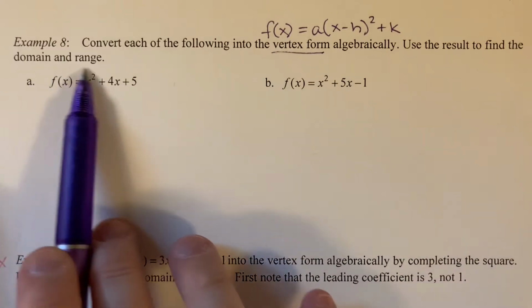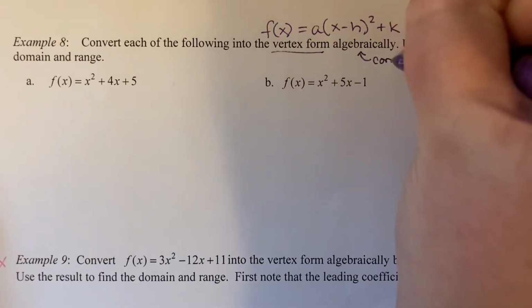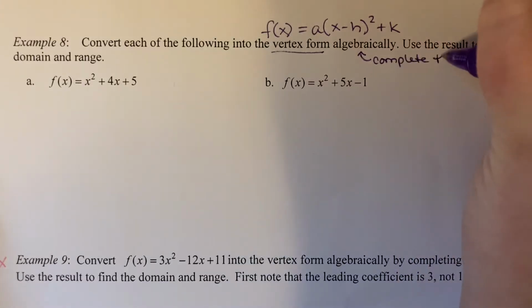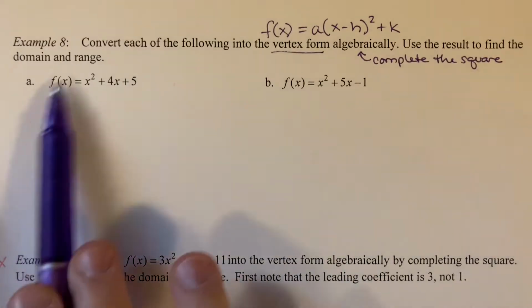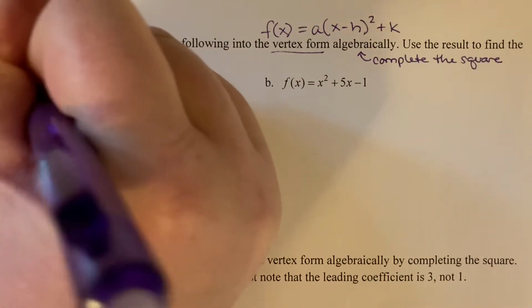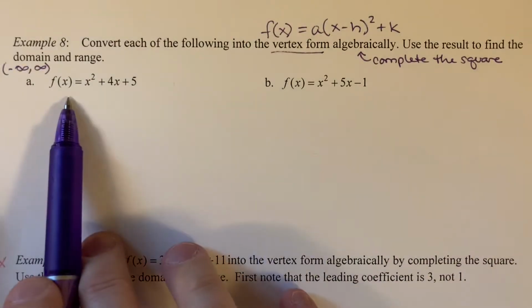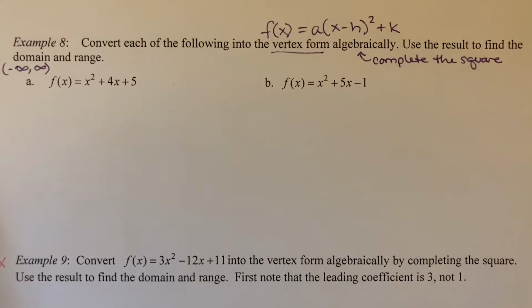Use the result to find the domain and range. And so algebraically just means completing the square. Complete the square. And then once we have the vertex, the domain and range are pretty easy. The domain for every parabola is negative infinity to infinity. So as long as this function's a parabola, we're good with that. But it's the range that depends on the vertex.